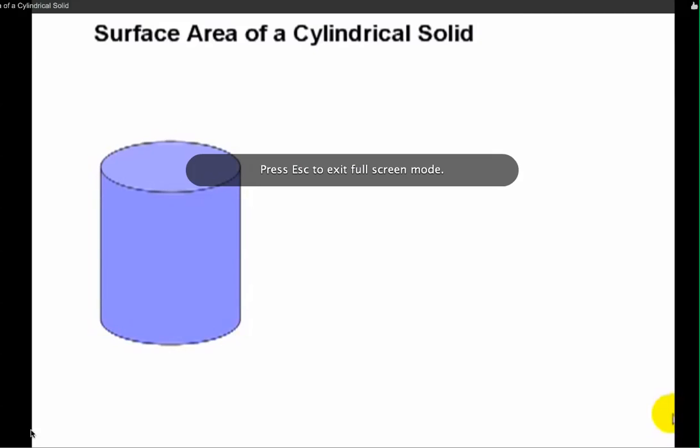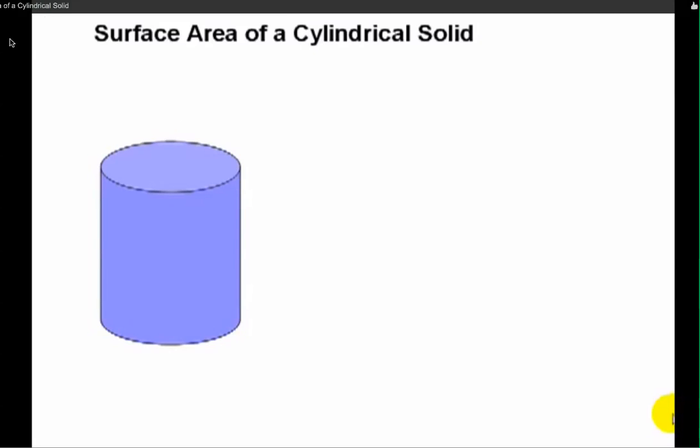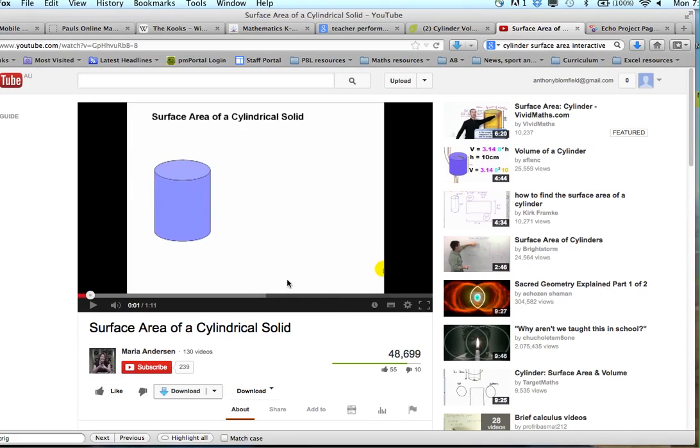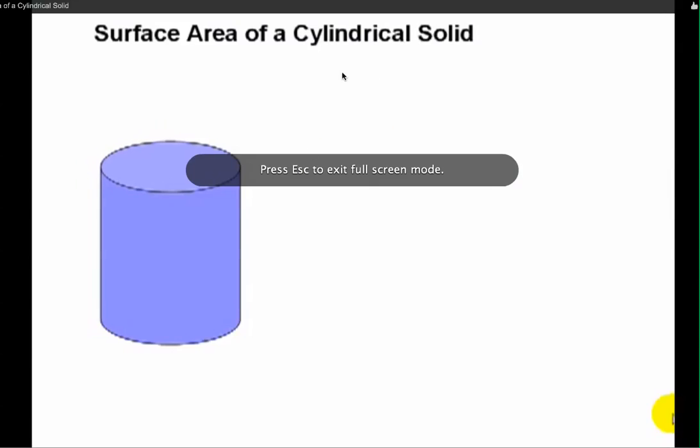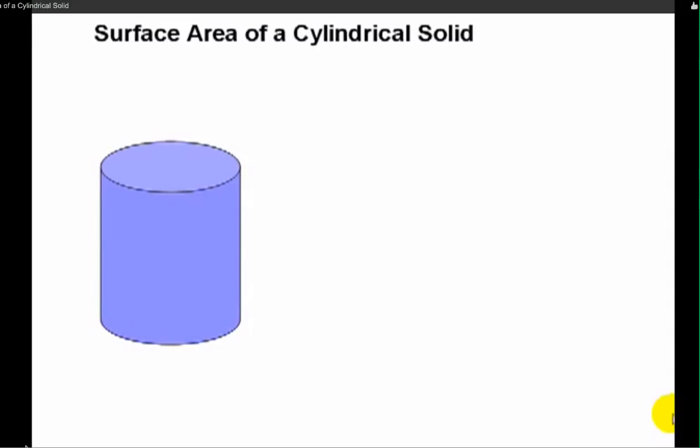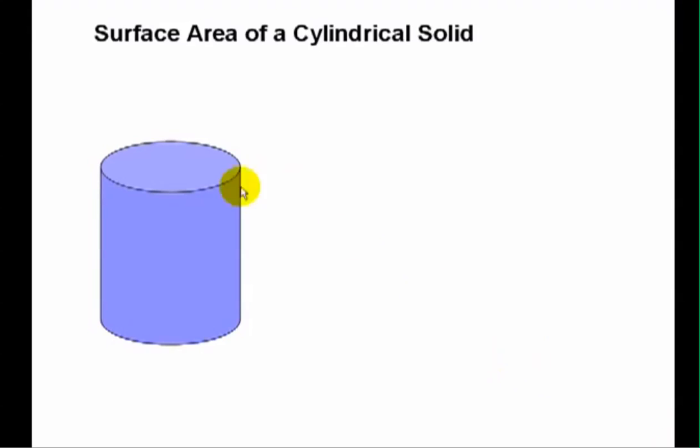So in this video we're going to have a look at the surface area of a cylinder or a cylindrical solid. Now what we have to do is understand what the pieces of our cylinder are.